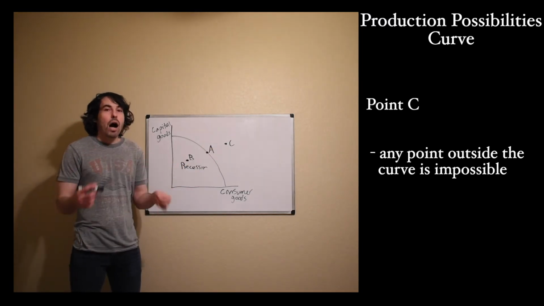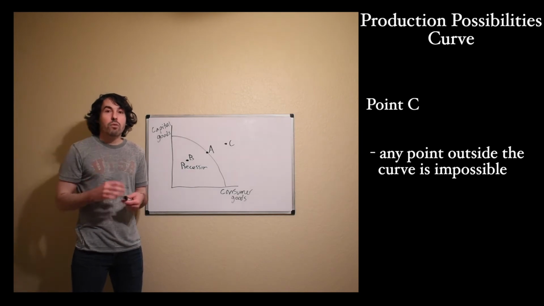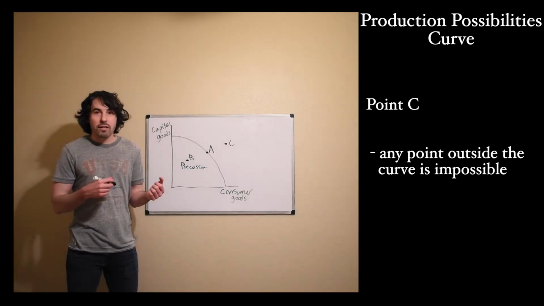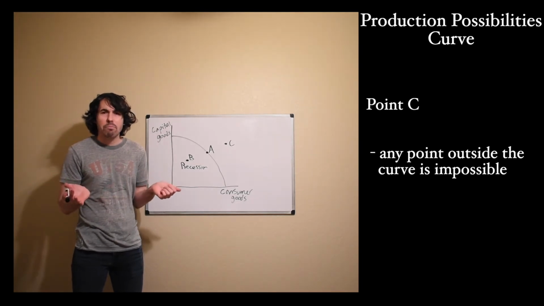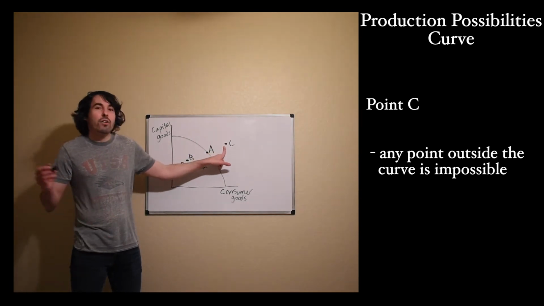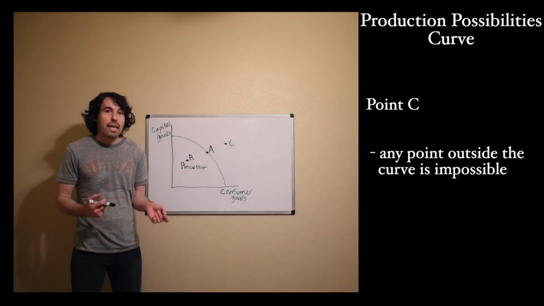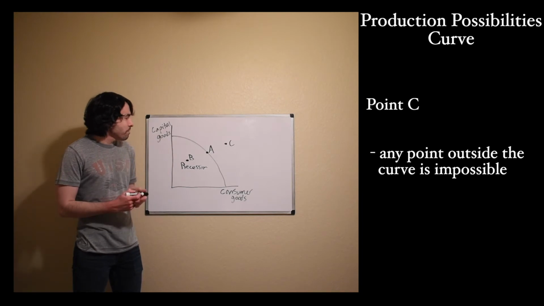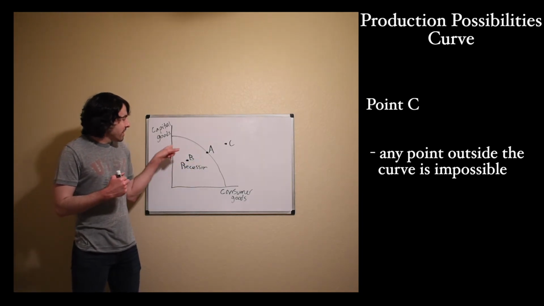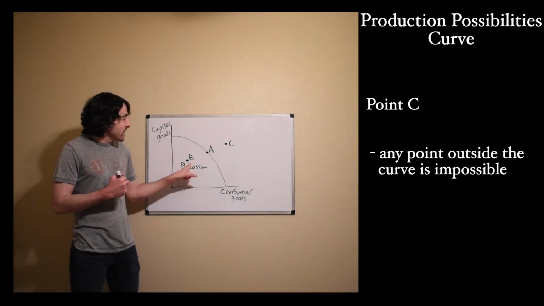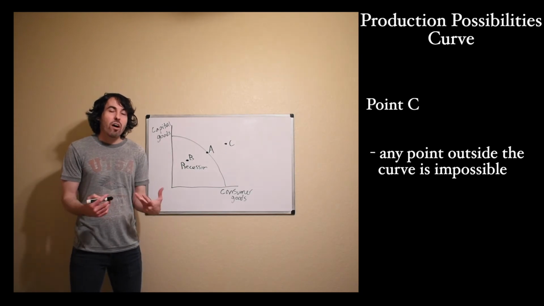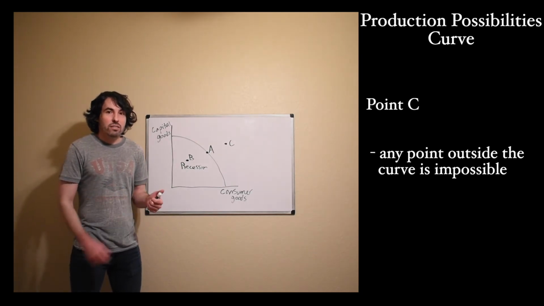Point C is an impossible point of production. Based on what we have available to us right now, like the amount of resources, the amount of people, the amount of capital goods, so like factory equipment and machines and stuff like that, this, as of now, is impossible. You can't produce that much stuff. You just can't. So again, if this represents 15 consumer goods and 10 capital goods, this would be 10 and 10, and this would be like 30 and 30. It's not actually possible based on our current production.